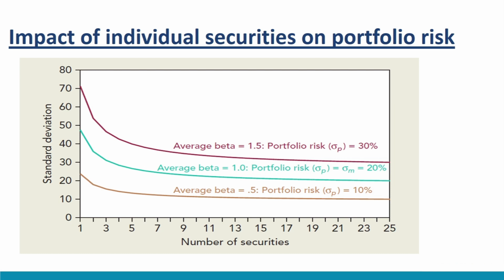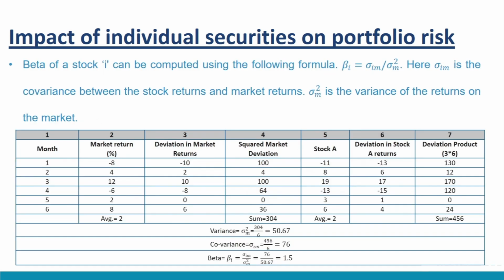In summary, the risk of a well-diversified portfolio is equal to the average beta of securities in the portfolio. Beta of a stock i can be computed using the following formula, that is beta equals sigma im upon sigma m square. Here, sigma im is the covariance between the stock returns and market returns, and sigma square m is the variance of the returns on the market. The ratio of this covariance and variance is the contribution of the stock to the portfolio risk, that is beta.